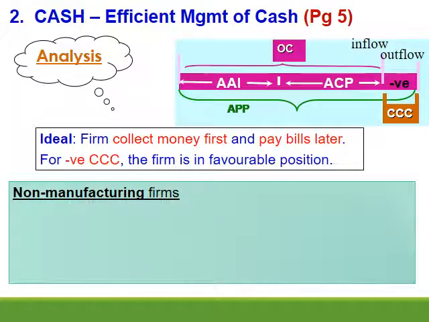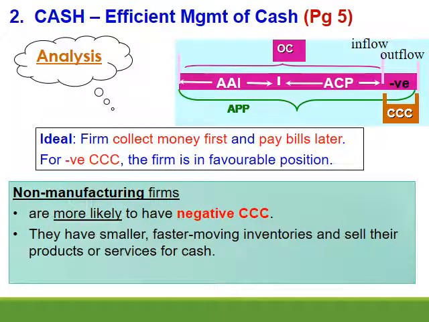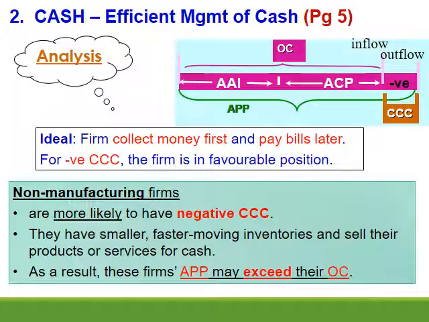Non-manufacturing firms are more likely to have a negative CCC because they generally carry smaller, faster moving inventories and often sell their products or services for cash. As a result, these firms' APP may exceed their OC. So in short, comparing non-manufacturing firm and manufacturing firm, this is the good thing about non-manufacturing firm.